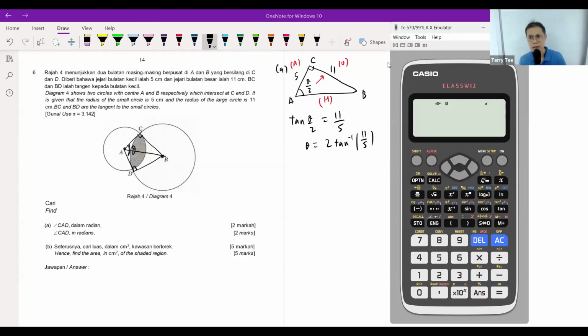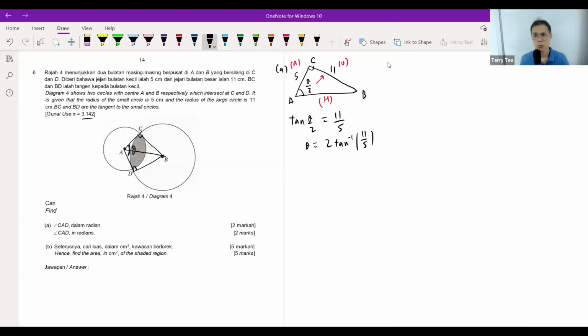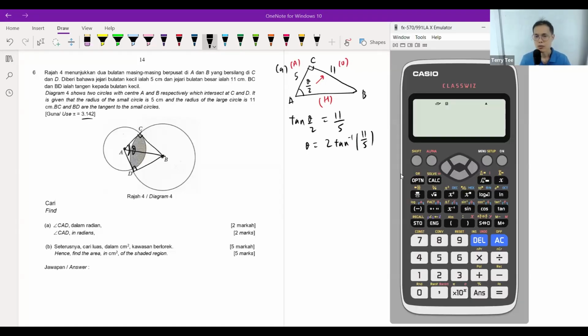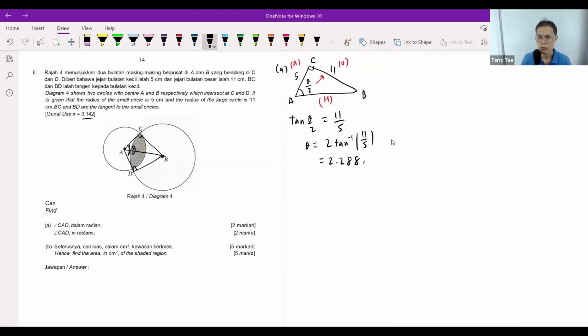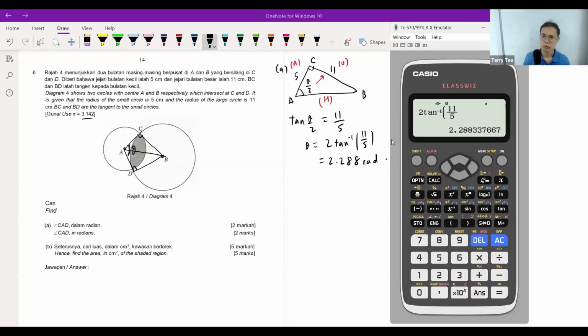If you're using the calculator in degree mode, then you get your answer in degrees, then you have to convert to radian, which is a lot more work, right? And it's not accurate because why? When you use pi as 3.142, your answer is a little bit different from the actual answer. So for me, I'll take 2 tan inverse 11 over 5. Then I get 2.288. Correct to 4 significant figures will do. Don't have to give more.